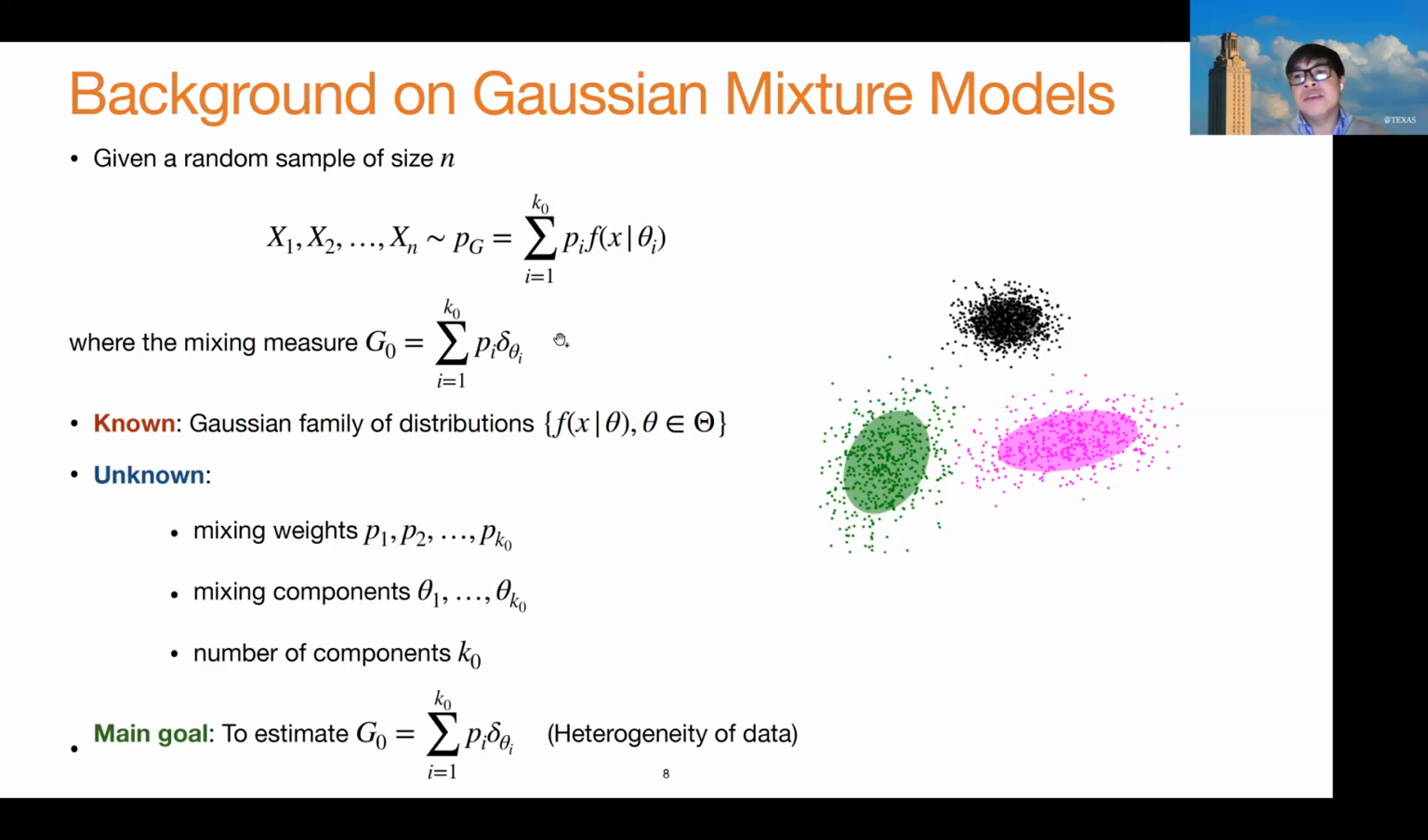It consists of pi_i, the weights of that mixing measure, and theta_i, the mixing components of it. So we basically turn the problem of estimating the parameters into the problem of estimating probability measures, where the mixing weights and mixing components of that measure stand for those from the mixture models. So now we actually care about how we can estimate the true mixing measure, G0.